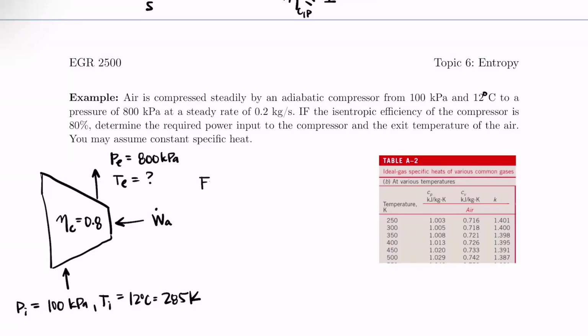And we would like to find a couple of things. We would like to find W dot a, and we'd like to find the exit temperature. Does this make sense? Okay, so I am going to first mark up some keywords in the problem statement. The first one is that we are using air, so this is important to note. We are also assuming that this is moving steadily and that it's an adiabatic compressor.